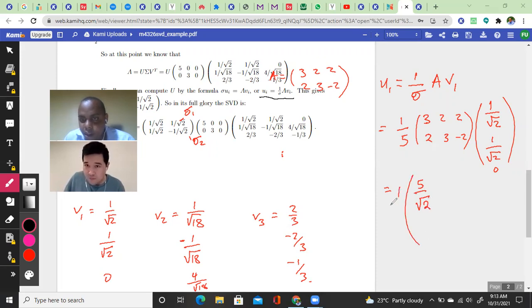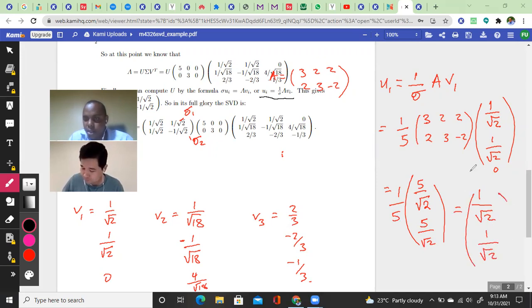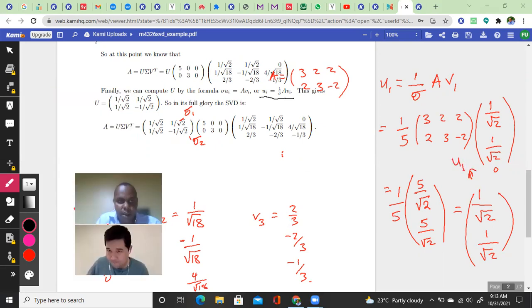You still have 1 over 5 outside there, right? And then you do 2 multiplied by 1 over root 2 plus 3 multiplied by 1 over root 2, which is 5 over square root of 2. And if you multiply this vector by the scalar out there, you get 1 over square root of 2, 1 over square root of 2, and this becomes your U1, right? And you can see the matrix U, we got that for U1.